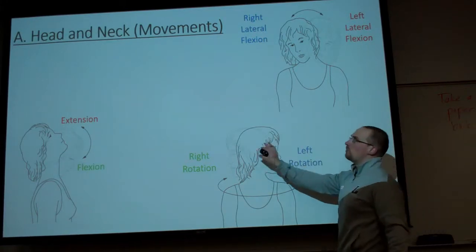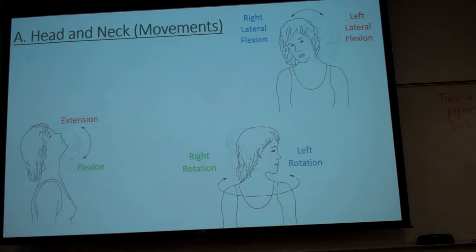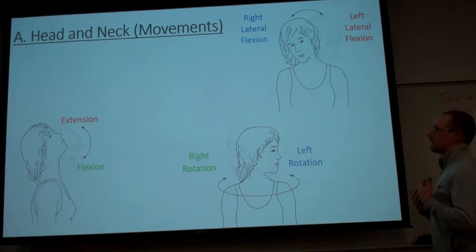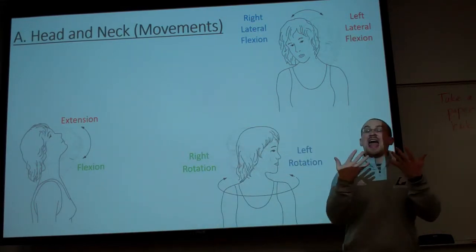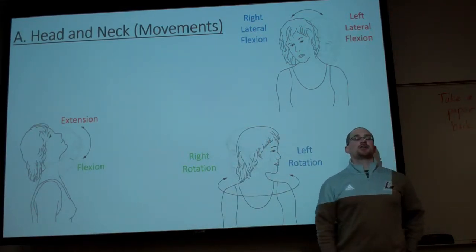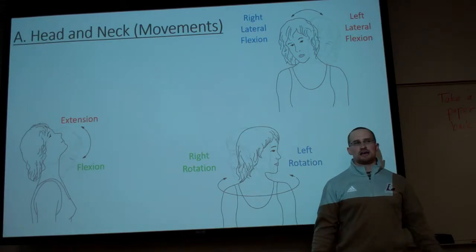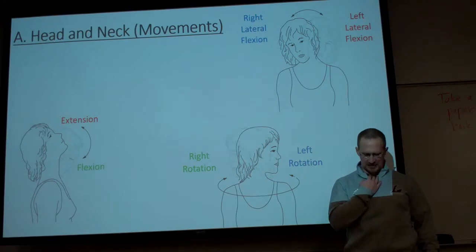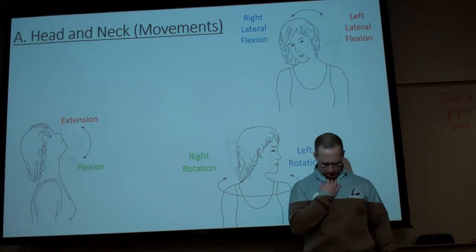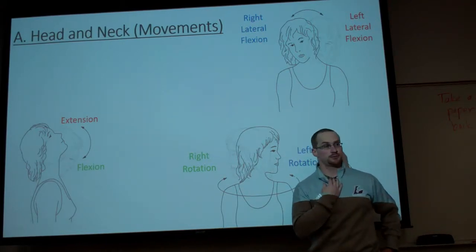Let's start with movements of the head and the neck. Now remember, this is about the axial skeleton. So let's start with extension and flexion. Remember, with the axial skeleton, flexion is always coming down. Extension is always going up if we start at the anatomical position. So tucking my chin to my chest, that would be neck flexion. Looking up at the stars, that would be neck extension.